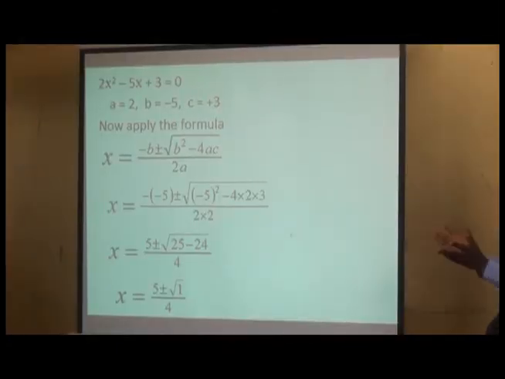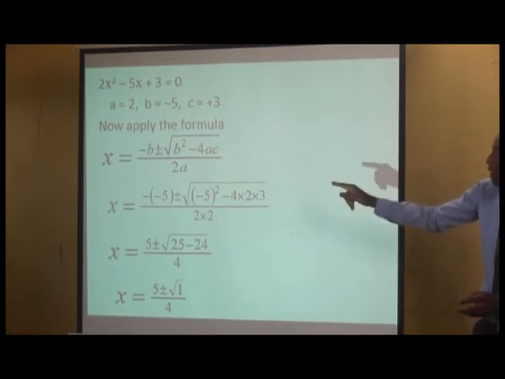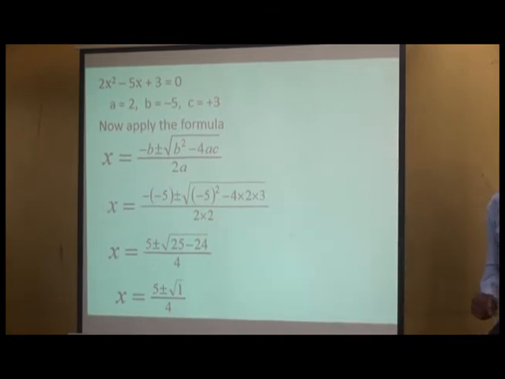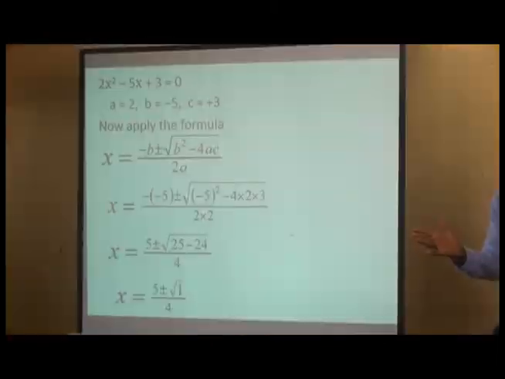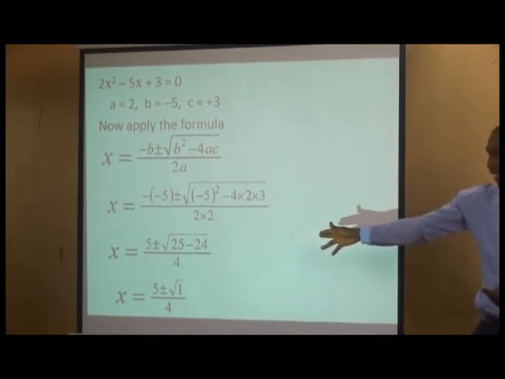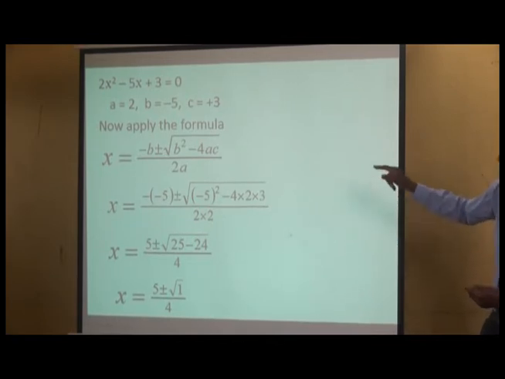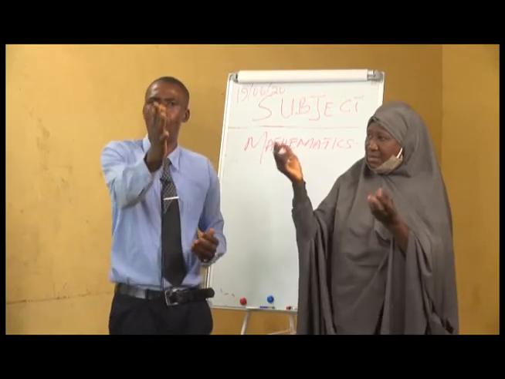Our x now equals, let's simplify that. Minus 1 multiplied by minus 5 will give you positive 5. So x now equals 5 plus or minus. Then, let's simplify the terms inside the square root. Minus 5 squared means minus 5 times minus 5, and that will give you 25. So you can see 25 is written there. Minus 4 multiplied by 2, you are going to have minus 8. And minus 8 multiplied by 3 will give you minus 24.